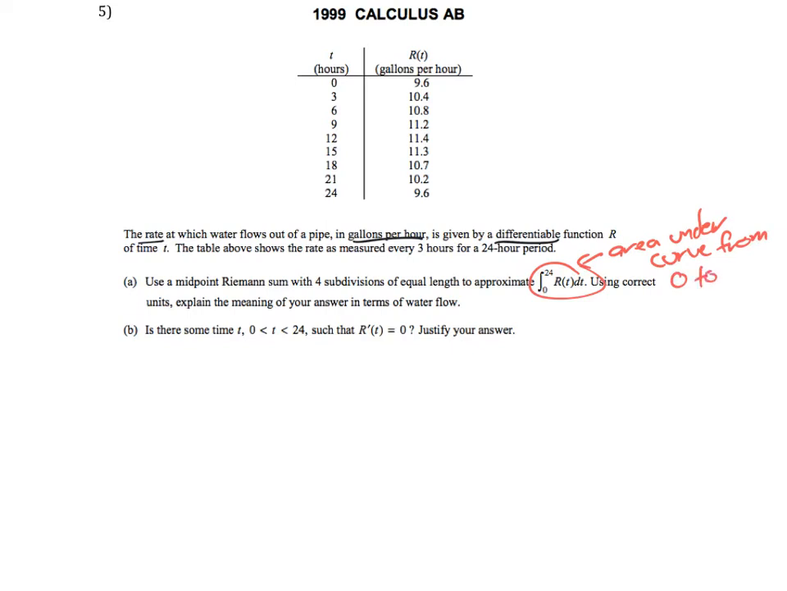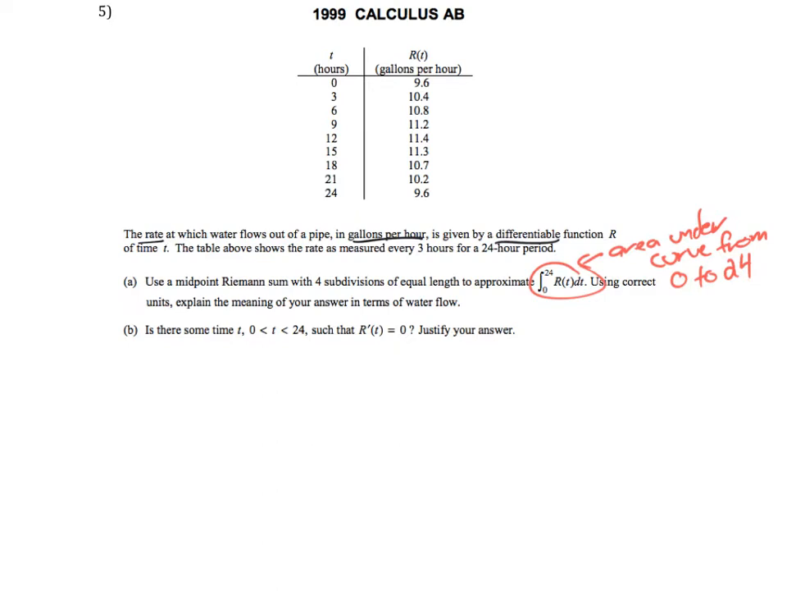from 0 to 24. It will not show up on the quiz. That notation will not show up on the quiz. But if you're doing any of these practice problems, that's what it means. Area under the curve from 0 to 12. Using correct units, explain the meaning of your answers in terms of water flow. Okay, so let's start with this part A, midpoint Riemann sum.